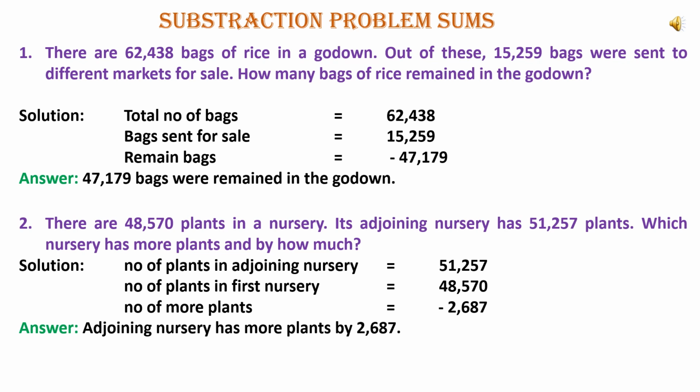Next one. There are 48,570 plants in a nursery. Its adjoining nursery has 51,257 plants. Which nursery has more plants and by how much? So first you write the number of plants in adjoining nursery, 51,257. The number of plants in first nursery, that is 48,570. So more plants in adjoining nursery is 2,687. In answer column, you have to write adjoining nursery has more plants by 2,687.